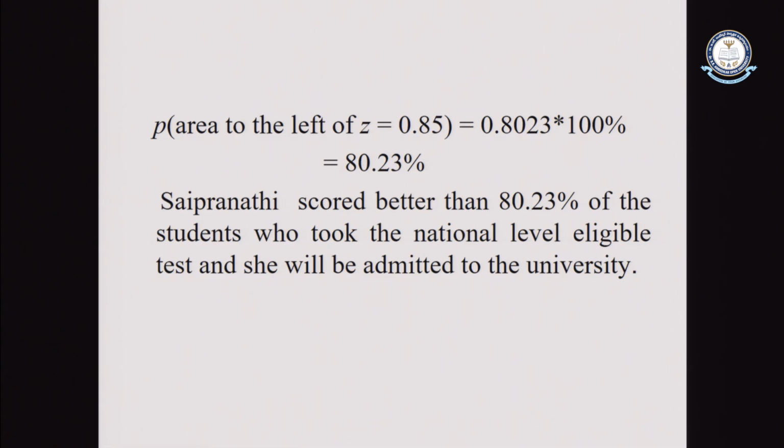Sai Pranati scored better than 80.23% of the students who took the national level eligibility test, and she will be admitted to Dr. B.R. Ambedkar Open University. She scored 70%, and the deadline is an estimate. She got a better score, so now she is able to join this institution. That is one of the application problems.